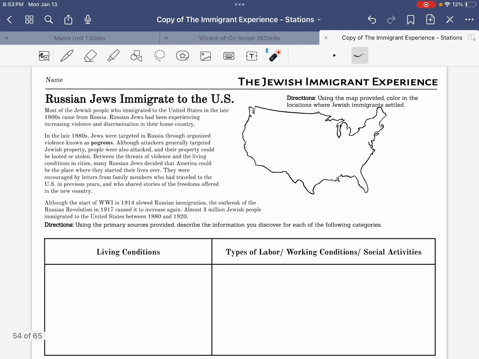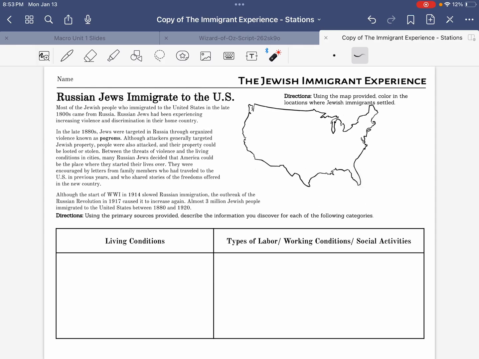The first thing we're going to do, before we even dive into the pictures, is look at who we're talking about, Russian Jews. We're going to read the little blurb, and then in the stations it'll show you where they immigrated to. I'm going to read this little blurb real quick. You can pause it, read it by yourself, and then welcome back.